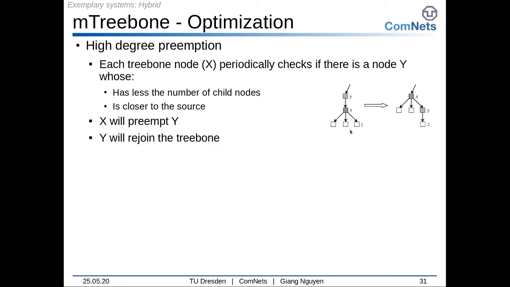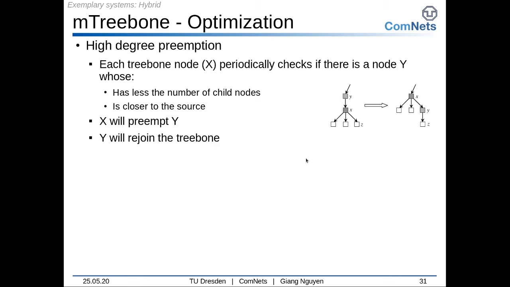of its child nodes. And then each node periodically checks if it has fewer child nodes and so is closer to the source. And in this case, Y has fewer child nodes. If we keep it that way, we have all those child nodes of X which suffer from higher latency, right? So here 2 hops, at least 2 more hops.